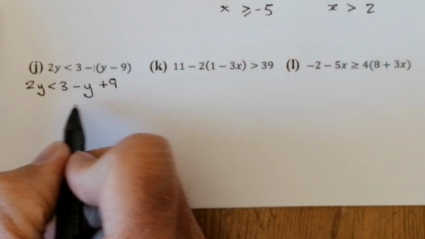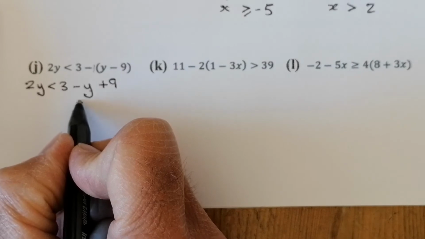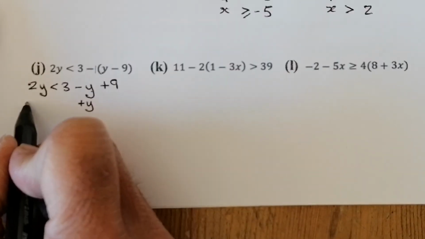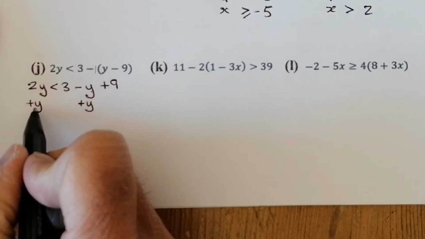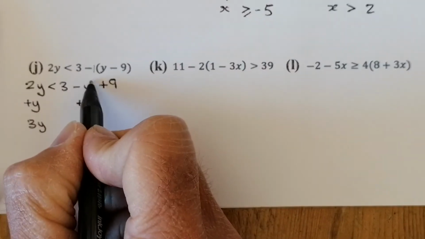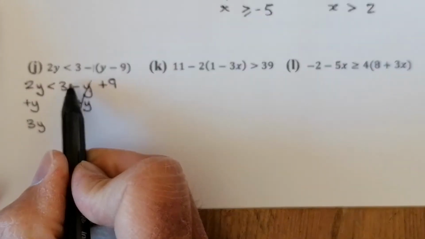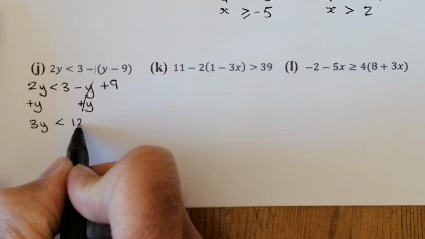I don't want that negative y over on that side, so I'll add y to the right and I'll add y to the left. So 3y plus y gives me 4y, sorry, 2y plus y gives me 3y. This is eliminated, and 3 plus 9 gives me 12, and the sign is in that direction there.